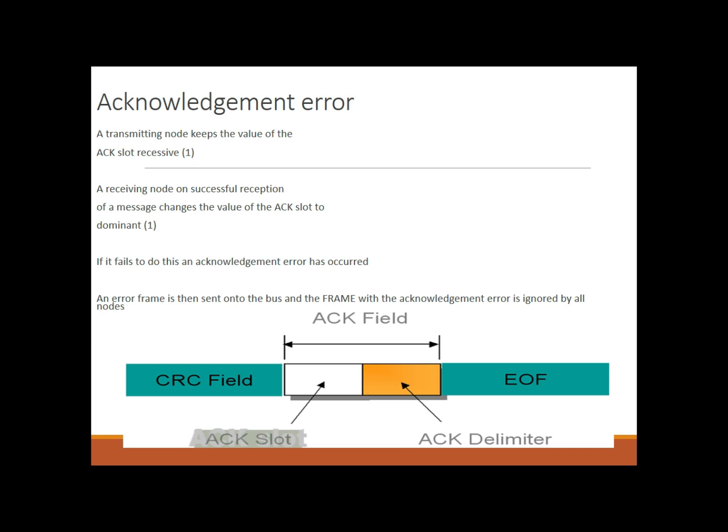Next, a very simple one, acknowledgement error. As we discussed, a transmitting node keeps the value of the acknowledgement slot as recessive. A receiving node, on successful reception of the message, changes the value of the acknowledgement slot to dominant. If that fails, an acknowledgement error has occurred, an error frame is sent to the bus, and that acknowledgement error is ignored by all the nodes. So this will be triggered here.